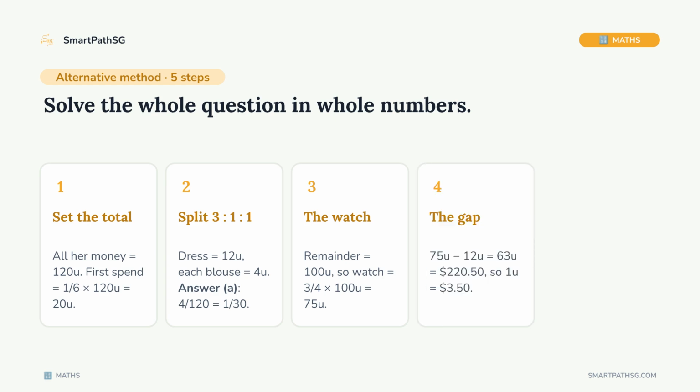Step 4. Find the gap. 75 minus 12 equals 63 units, equals $220.50. So 1 unit equals $3.50. Step 5. Find the total. 120 units equals $3.50 times 120 equals $420, which is answer to Part B.